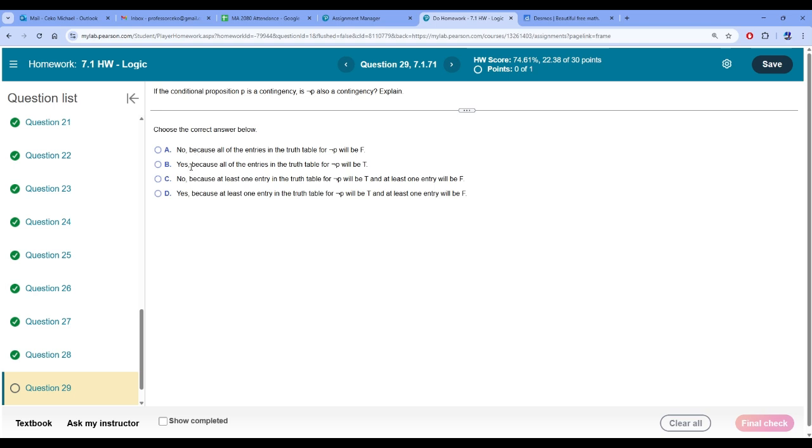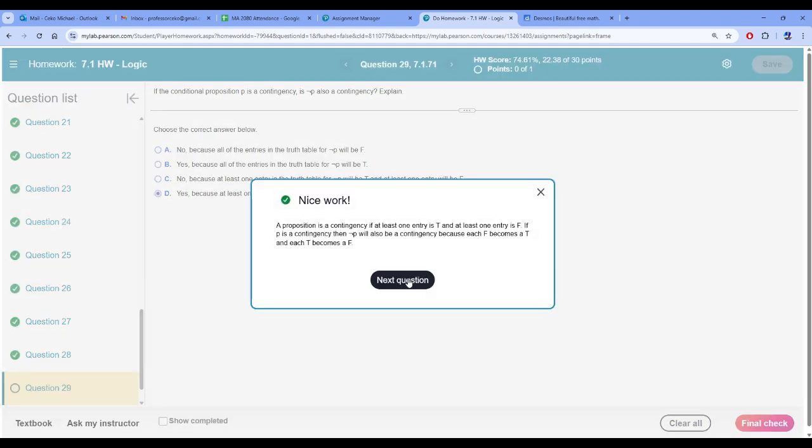In the conditional proposition, P is a contingency, is not P also a contingency? Yes, because at least one entry would be true and at least one entry would be false. And when you negate a truth table, you get, so yeah.